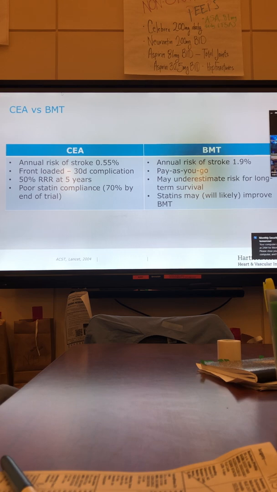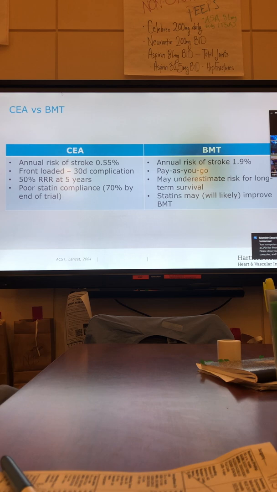The issue with some of the carotid stuff is that within the ACST trial, they did start using statins, but there was very poor statin compliance. Not all the patients who were in the trial complied with statin use. So it's hard to gauge the effect of statins on the risk of stroke in that particular trial. What about best medical therapy? So there is a higher risk of stroke.